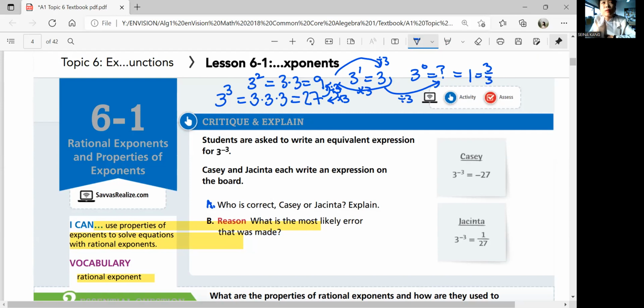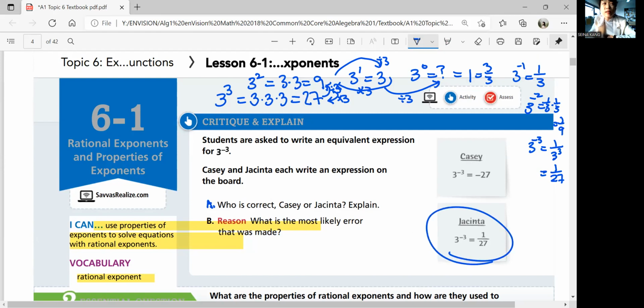Then what about 3 to the negative 1? That means you divide 1 by 3 and you get 1 over 3. Can you see where we're going? 3 to the negative second power should be 1/3 divided by 3. So 1/3 times 1/3 is 1 over 9. That means 3 to the negative third power is 1 over 3 cubed, and that is 1 over 27. Jacinta is correct.